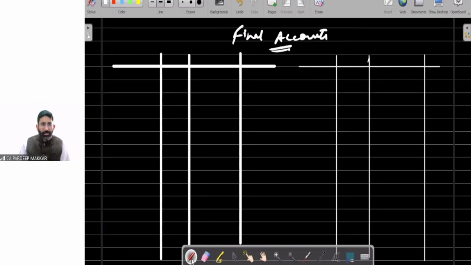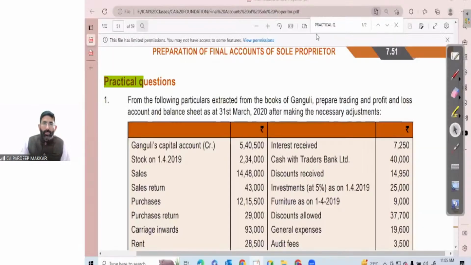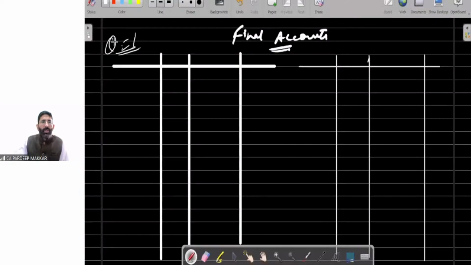So let's start with this. So presentation is normally known to every student. I'm not going to discuss the presentation because that is given in your module. If you will see, the way of presentation is always very simple. You have to prepare trading and profit and loss account by writing trading and profit and loss account for the year ended, this, for Ganguly. And when you are going for the balance sheet, you have to write balance sheet as on 31st of March in the books of Ganguly. So that will remain same. There's no difference at all.